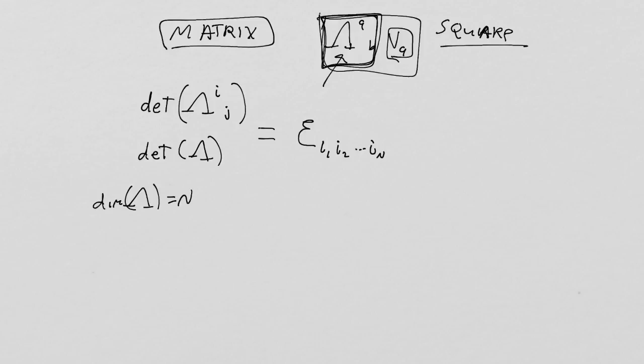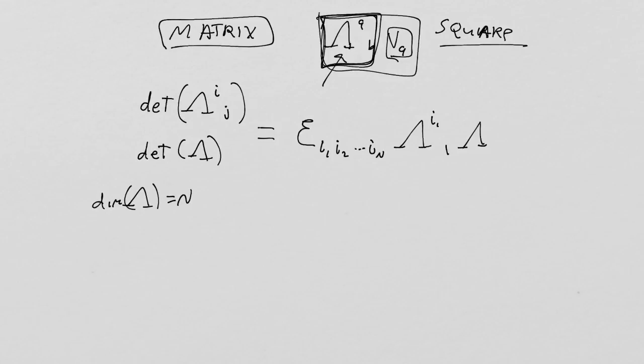So, and then this will be lambda I1 1 and lambda I2 2, dot dot dot, to lambda In n, just like that. And that is it, right? That is a formula for the determinant of a matrix.